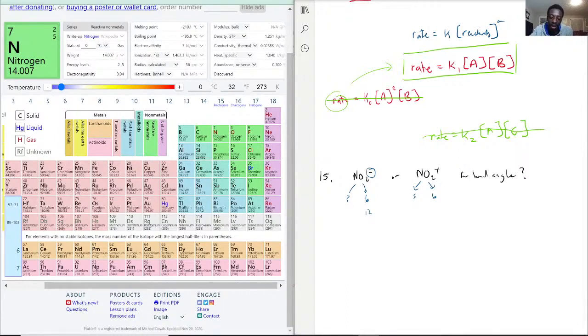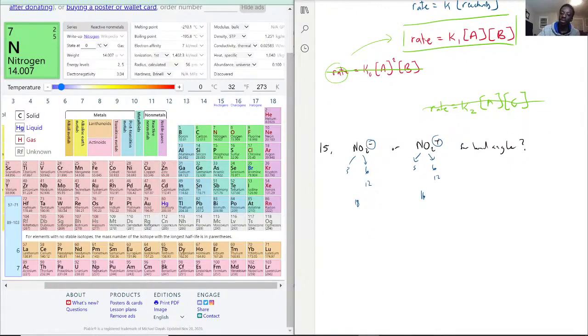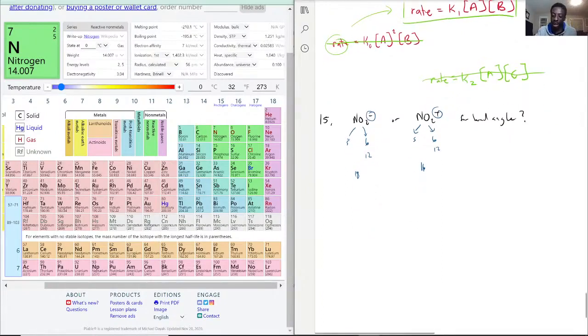But we have this minus here, meaning we have an extra electron. So 5 plus 12 plus 1, that'd be 18 in total. And for this one, it would be 5 plus 12, but there's a positive, meaning that would be minus 1. So 5 plus 12 minus 1, we have 16 electrons we are dealing with. So let's first draw out the Lewis structure for NO2 minus, for the 18.